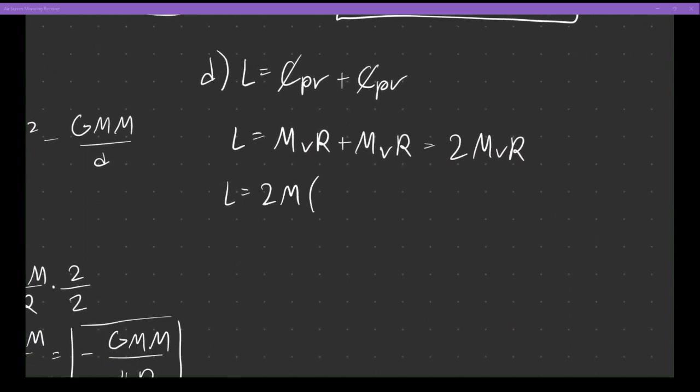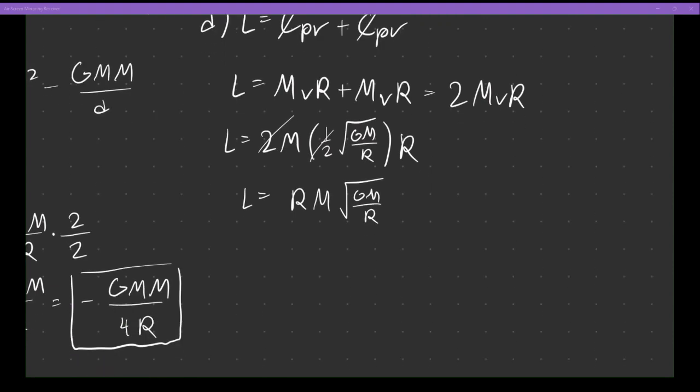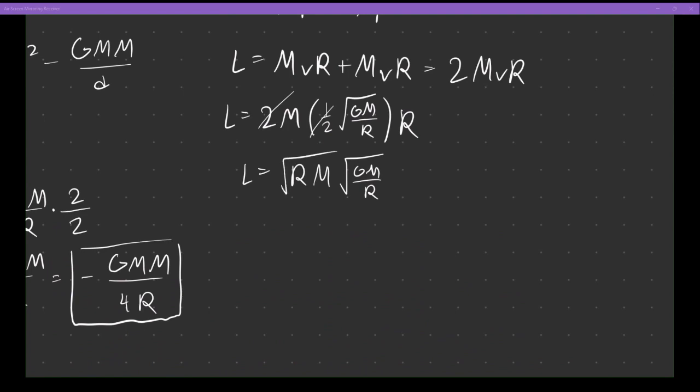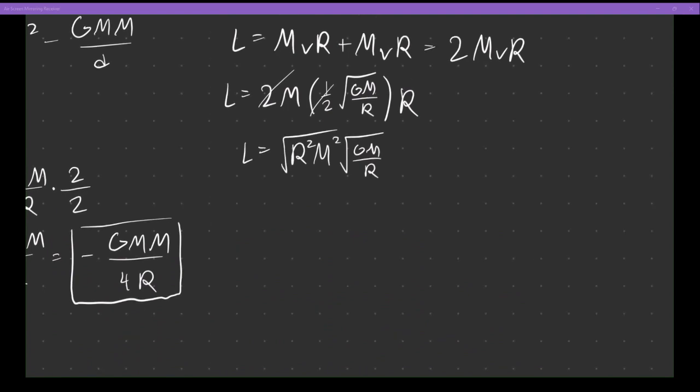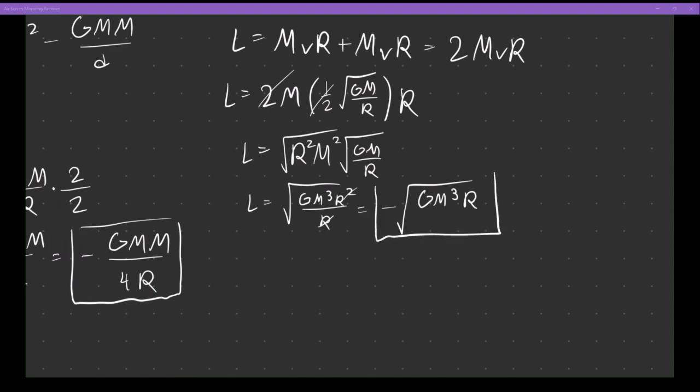So 2m times 1/2 radical GM over r times r, the 1/2 will cancel, so I get L is equal to rm radical GM over r. But then I can put the rm inside by putting them under the radical and making both of these squared and multiplying them together, so it's just going to be GM cubed r squared over r, so this r will cancel with that, so angular momentum is equal to radical GM cubed r, and then it's negative because it's going clockwise, so the angular momentum is negative in this case.